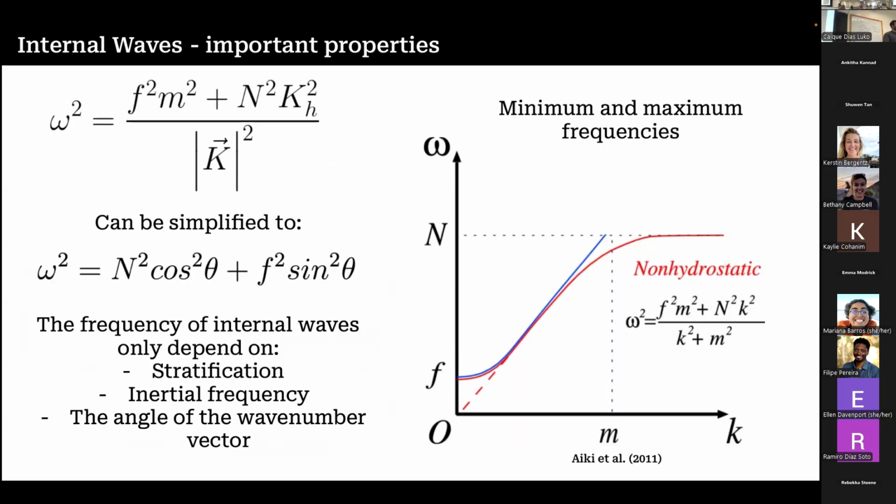Okay. Wait, sorry, I had a question. What is M? N? M. M. Oh, sorry. M is the vertical wave number of the wave. Oh, okay. Yeah.